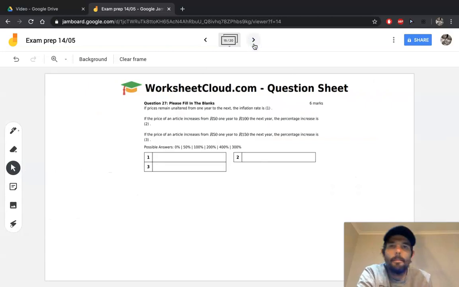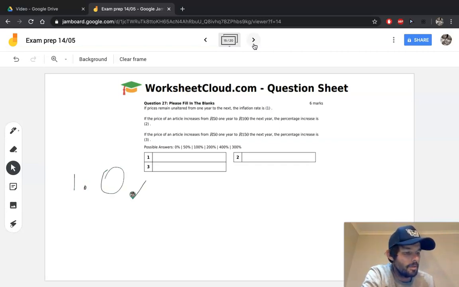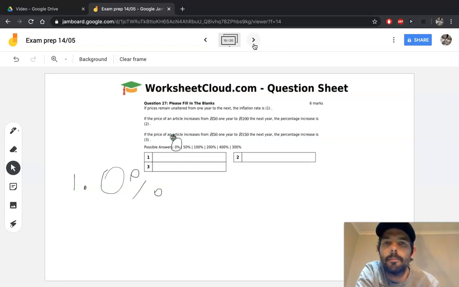Right, question 27. If prices remain unaltered from one year to the next, the inflation rate is going to be 0%. If there's no increase in price, then there's no percentage increase. So your first answer is going to be 0%, and that's your first option in your list.